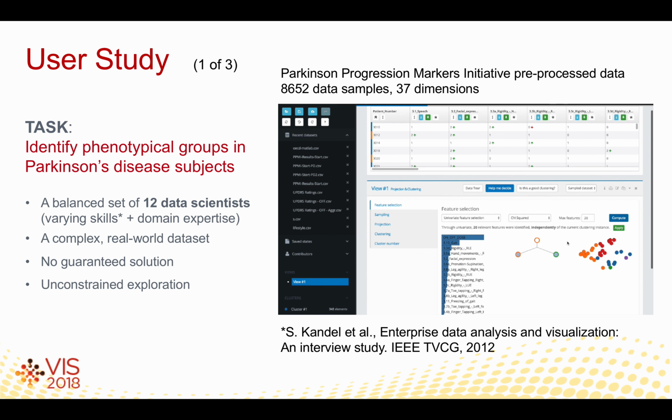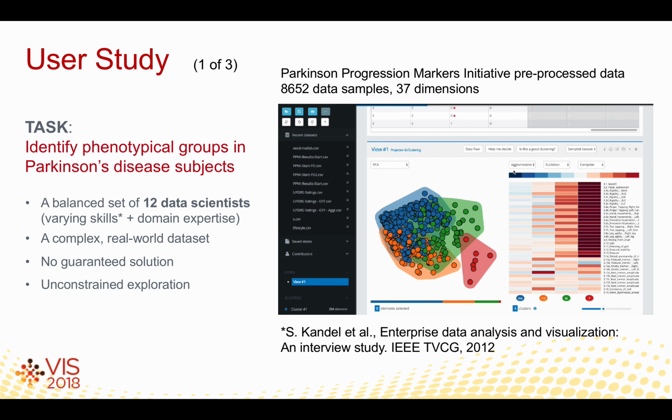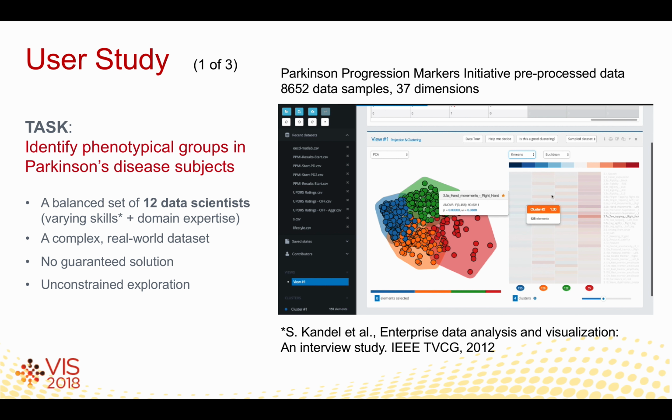And the interesting part is that this is a complex real-world data set. There is no solution, and we put it as an unconstrained exploration. So the users could take as long as they wanted. And we chose a specific group of 12 data scientists, where we chose 6 with domain expertise on Parkinson's, 6 without domain expertise. And we chose them according to 4 categories that are hackers, scripters, and domain and application users that you can find in that paper, Enterprise Data Analysis and Visualization.